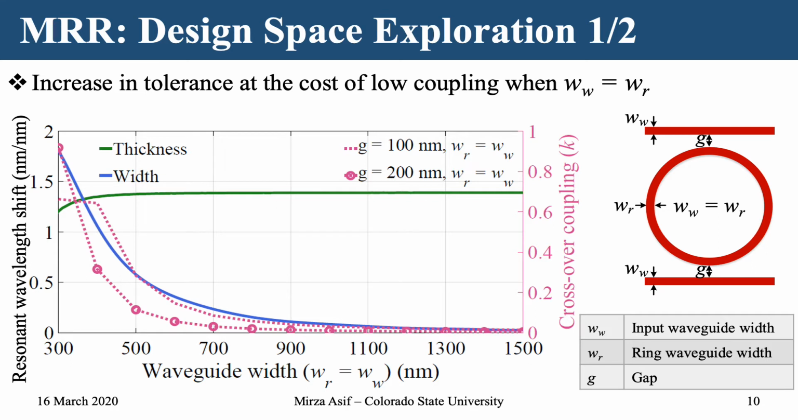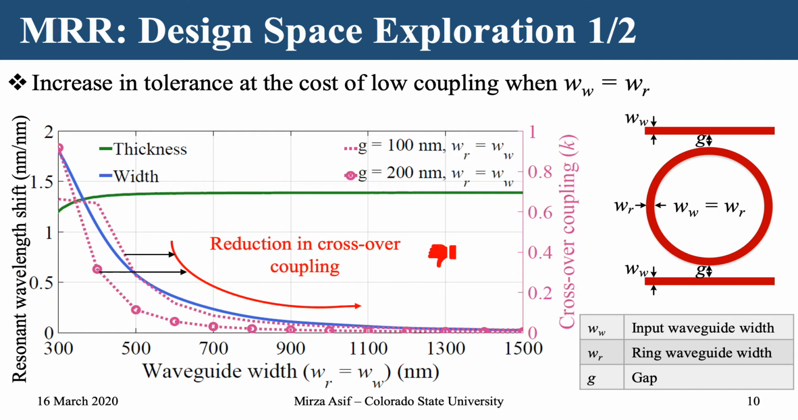However, when we look at the crossover coupling, which is on the y-axis on the right-hand side in pink, we can see that the crossover coupling reduces constantly as we keep on increasing our waveguide width, which corresponds to the fact that the output cannot be captured completely.